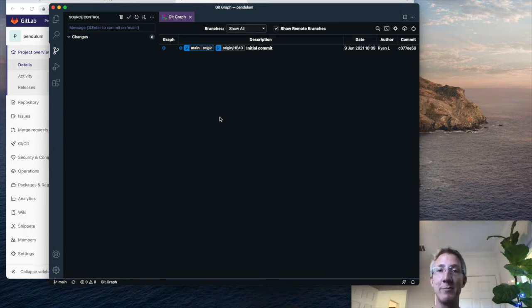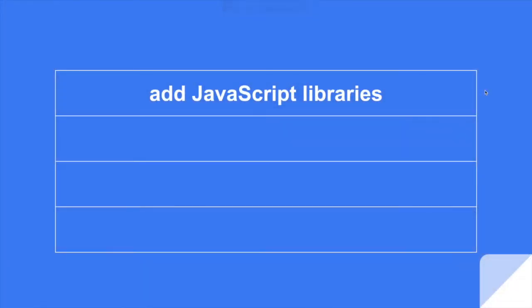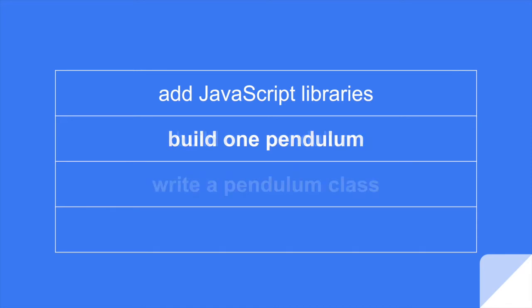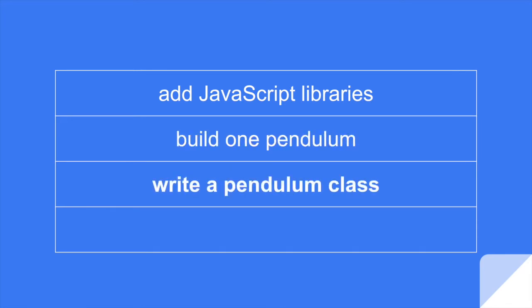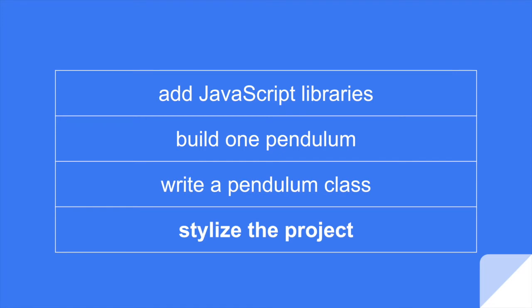This project is going to be built based on milestones. So I'll have one branch per milestone, and here they are. My first milestone will be very simple. I just want to add the JavaScript libraries. Then I'm going to build one pendulum. Then I'm going to write a class so I can have any number of pendulums. And then I'm going to stylize the project, and I'll show you in here when you make mistakes how you can fix them with branches.